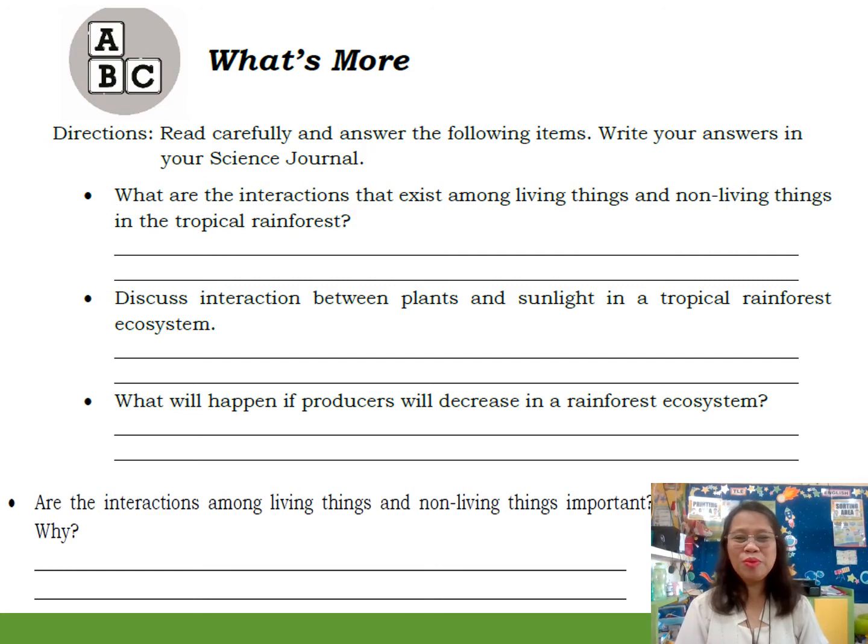What will happen if producers decrease in a forest ecosystem? If the producers become few, do you think the consumers will still have food? Thinking. Now, are these interactions among living things and non-living things important? Are mutualism, commensalism, and predation important? Yes or no? And why?